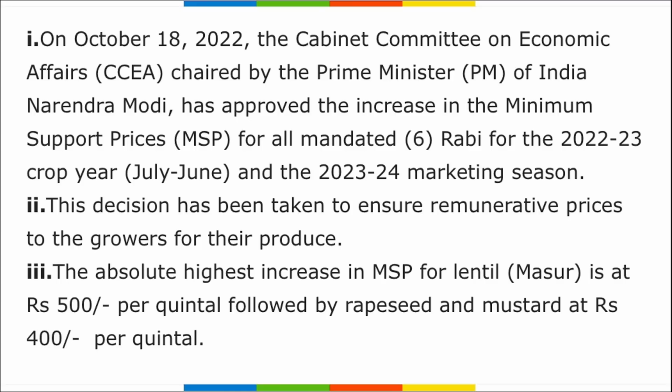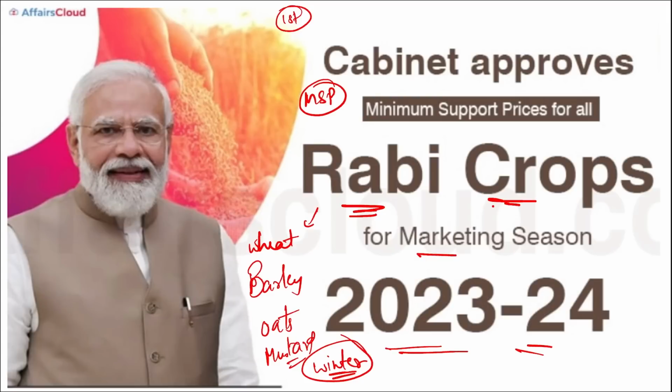The important thing you need to remember here is that a question can be asked: recently MSP was increased for which type of crops? Were they rabi crops, zaid crops, or kharif crops? MSP was increased for rabi crops. If we talk about the definition of minimum support price, it is the minimum price that a farmer gets for their crops, fixed by the government, so that the farmer should not sell the crop for a lower price than the MSP.